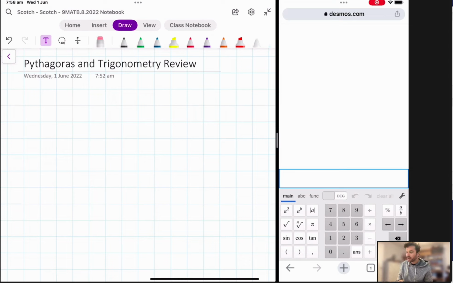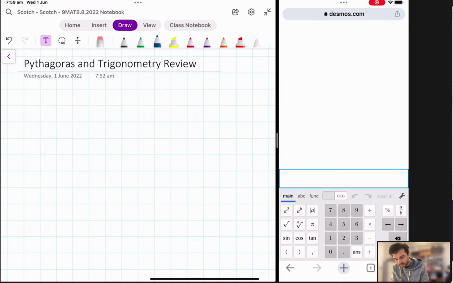Revision for Pythagoras and trigonometry. We're going to be going through the main concepts of Pythagoras and trigonometry. We're not going to cover everything. It's just the skills that are very, very important to know, and then you build on those skills with some other questions. So you can think of these as the foundational skills you need to get through Pythagoras and trigonometry. We're going to start off with Pythagoras first.